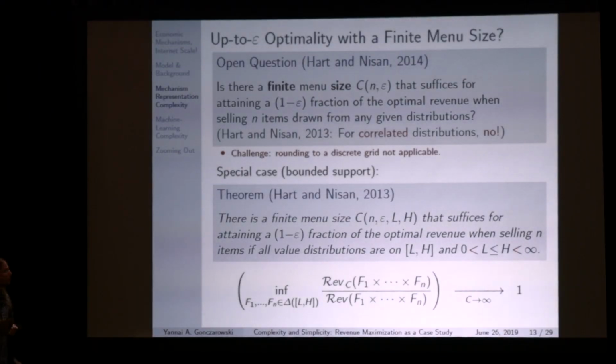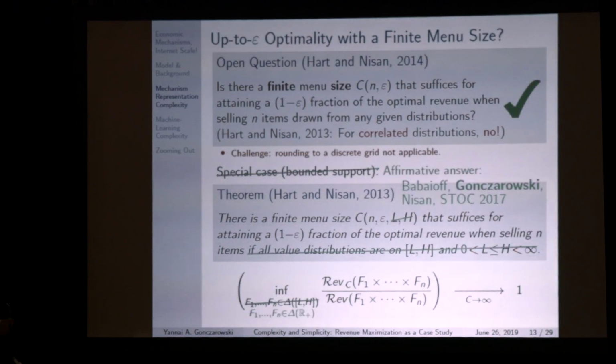And Hart and Nisan went on to show that for correlated distributions, this cannot be done. A finite menu size cannot guarantee any fraction of the optimal revenue. And the first result I'm going to tell you about today is a positive result to this question. This is from a paper with Moshe Babaioff and Noam Nisan in STOC '17, where we show a positive answer.